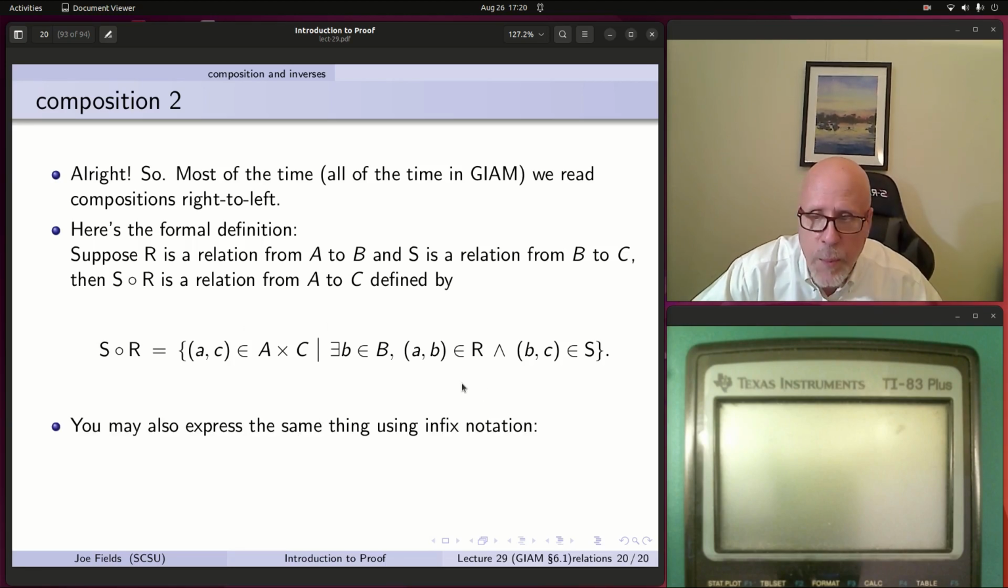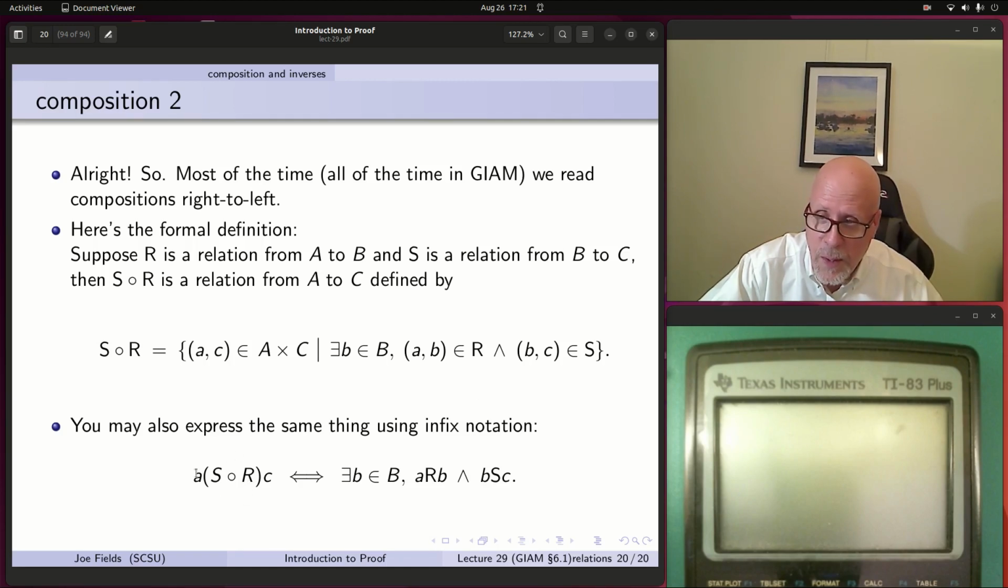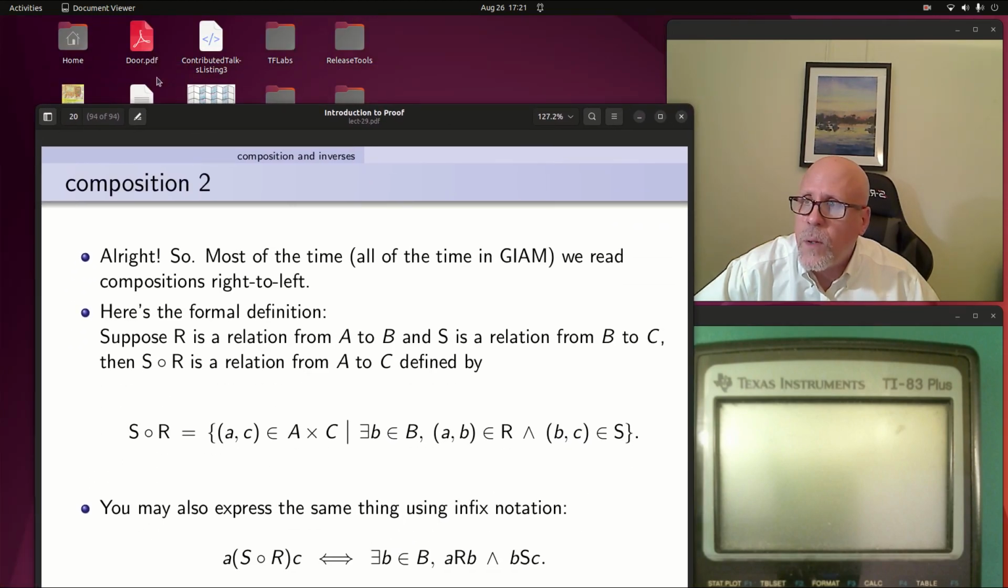You can express the same thing using the infix notation, which looks kind of like this. I personally need to put some parentheses around S composed R to think of that as a single relation symbol, but I've seen places where they don't do that. To me, that looks better. But anyway, a is S∘R related to c if and only if, again the existential quantifier, there is a b in the intermediate set B such that a is R related to b and b is S related to c. Same idea. Let's wrap things up by looking at something.